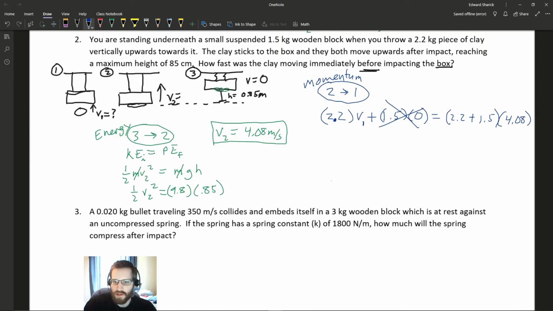So multiply these all together, divide by 2.2, and solve this. You'll get a velocity of 6.86 meters per second. And again, a sanity check here: is your velocity greater before the collision than after the collision? It should be, since this thing obviously is going to be slowing down. Throw something into another object, it's not going to gain more speed. So there you have it. All right, so that's example number 2.